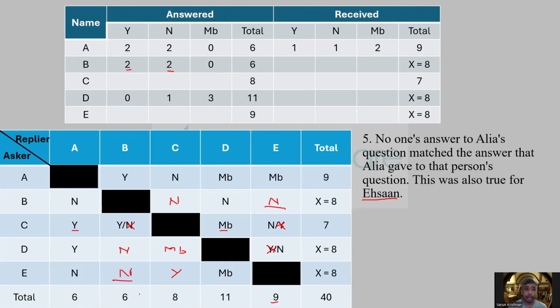Which means whatever reply Ehsaan has given, the same reply he has received back from Badal, which is not possible according to clue 5. And that is why this is also not a possibility. So if this is not a possibility, the only possibility is that Badal has answered no to Clive and Ehsaan has answered yes to Clive.